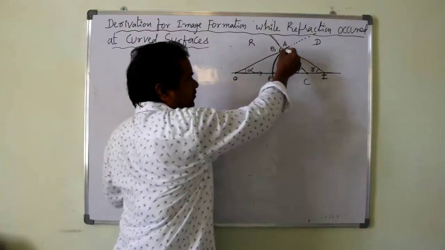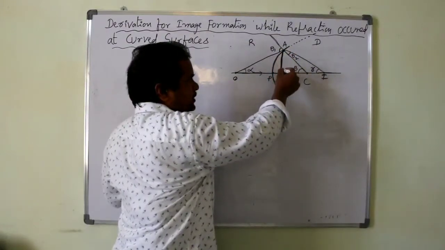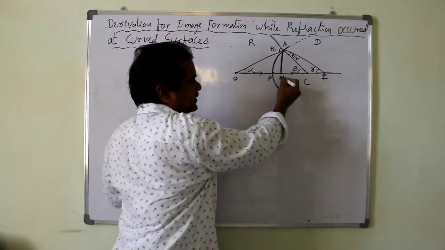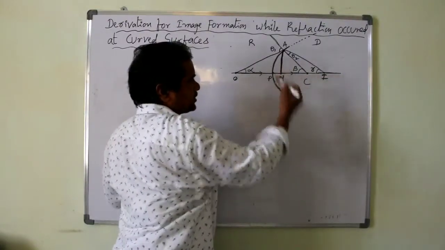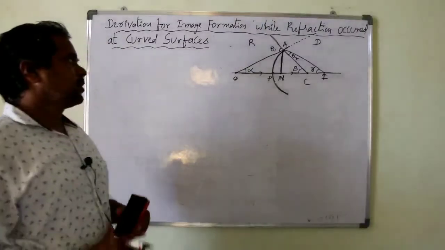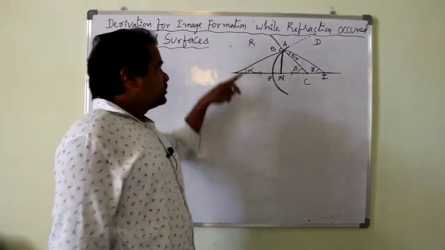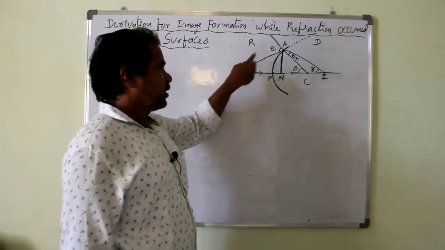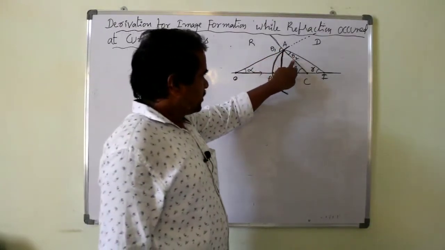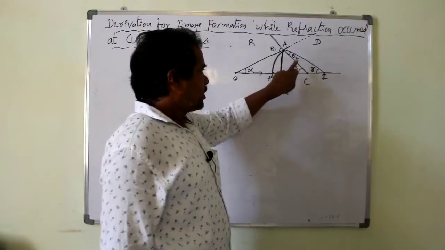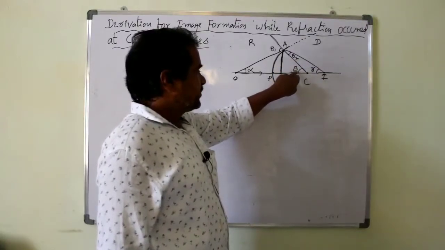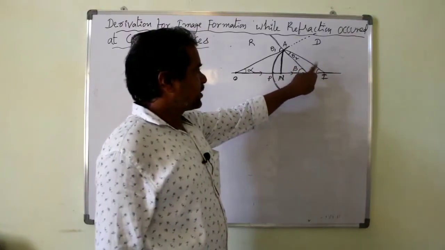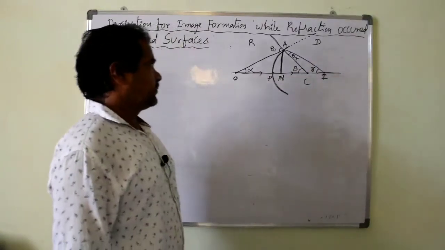Draw one normal from the point A to the principal axis. Where this normal intersects the principal axis, that point is treated as N. The angle between the incident ray and the principal axis is alpha, the angle between the radius or normal and the principal axis is beta, and the angle between the refracted ray and the principal axis is treated as gamma.